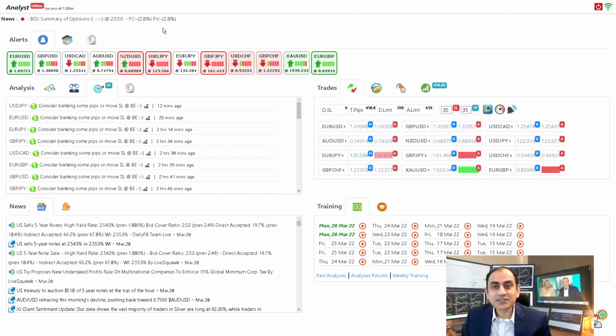Let's move into three major currency pairs: Euro USD, pound dollar, and the dollar CAD, and then I'll explain to you how my trader managed to bank more than 450 pips.